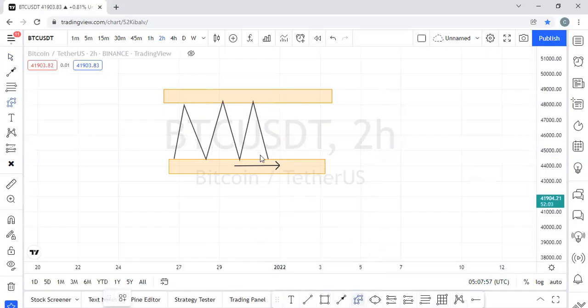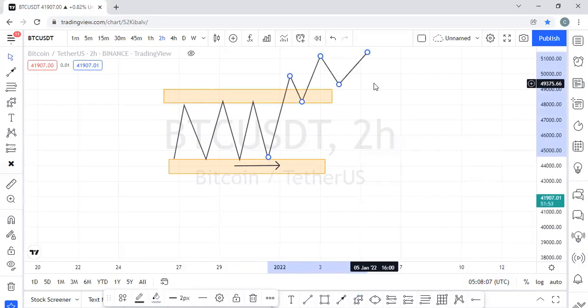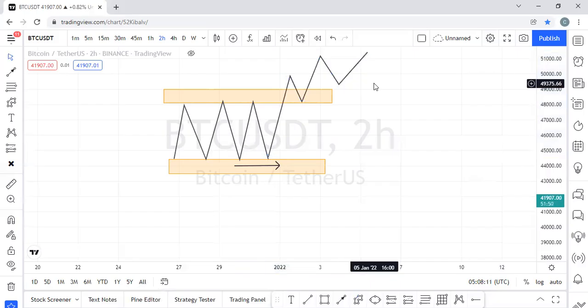So if the market was able to close above the range, the same thing, it comes back and retests and then continues buying upwards. So this is a scenario for a break of a range. A scenario of a range. All right.